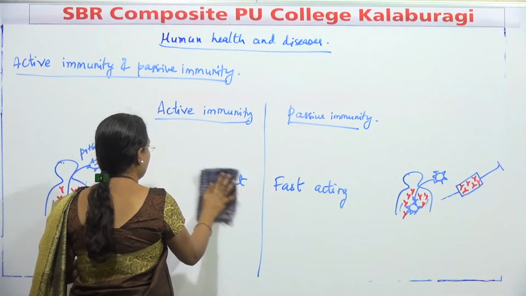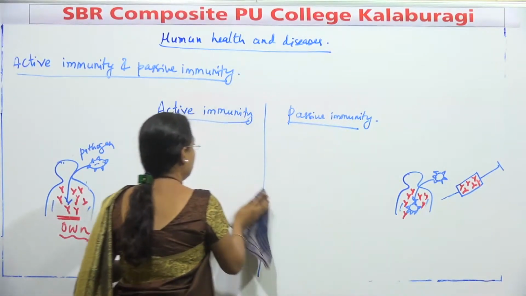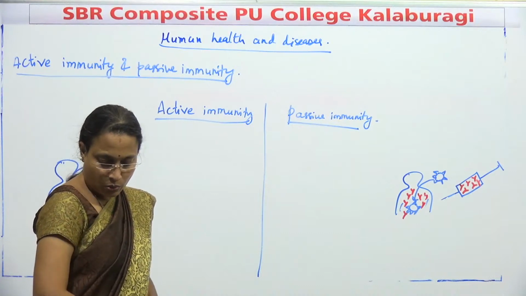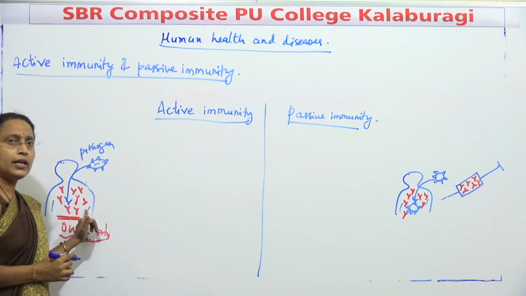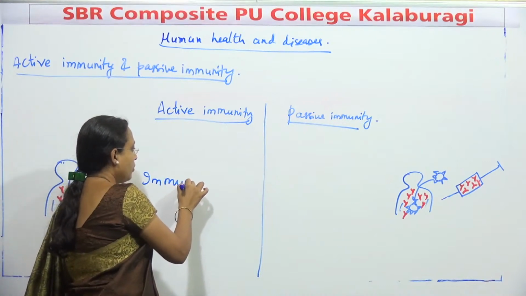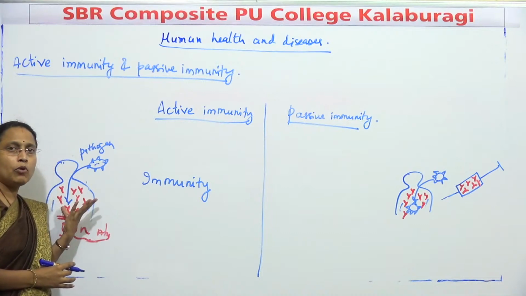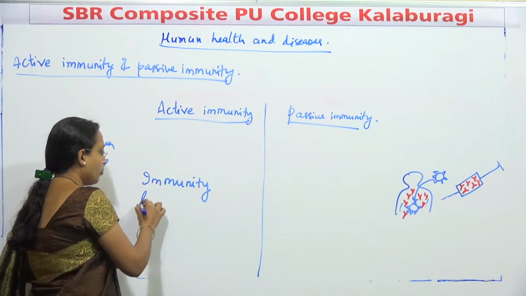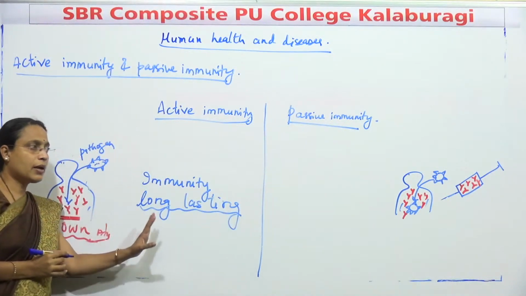The next, the third difference, is that it is long lasting. Definitely our body produces antibodies, and they will last for a longer time. So immunity lasts for a longer time. It means the antibodies can be continuously produced. The plasma cells, once they produce antibodies, continue to release them till the pathogen is neutralized. So this type of immunity is long lasting.